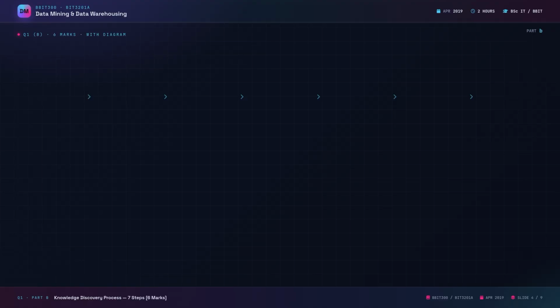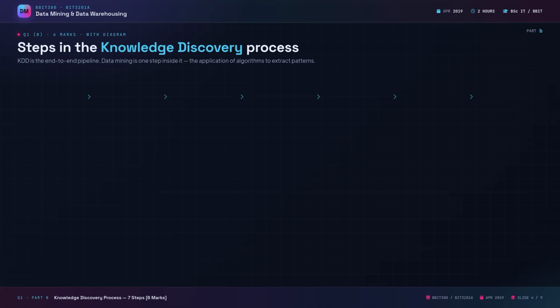Part B is worth 6 marks and asks for the main steps in the knowledge discovery process with a diagram. This is important. Data mining is not the same thing as KDD. Data mining is actually just one step inside a bigger pipeline. There are 7 steps in total.